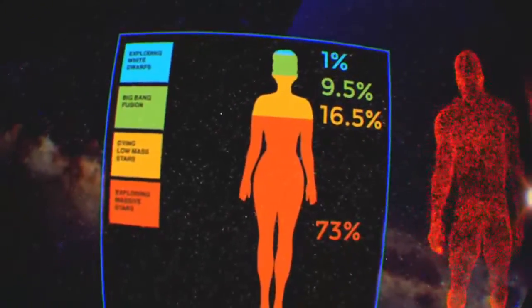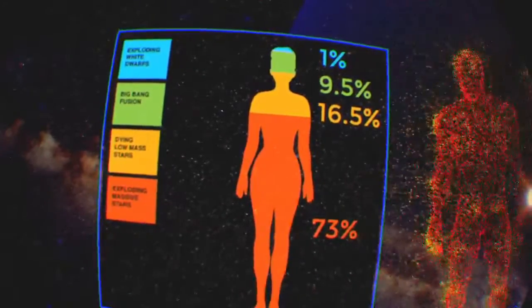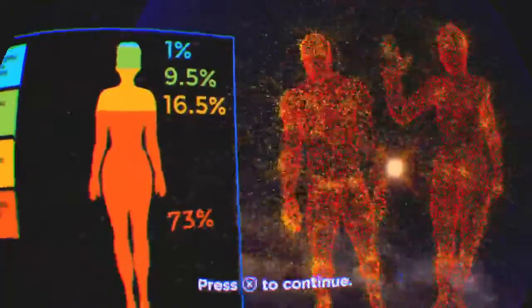73% of the human body, including the majority of our oxygen, carbon, nitrogen, phosphorus, calcium, and iron, originates from exploding massive stars.